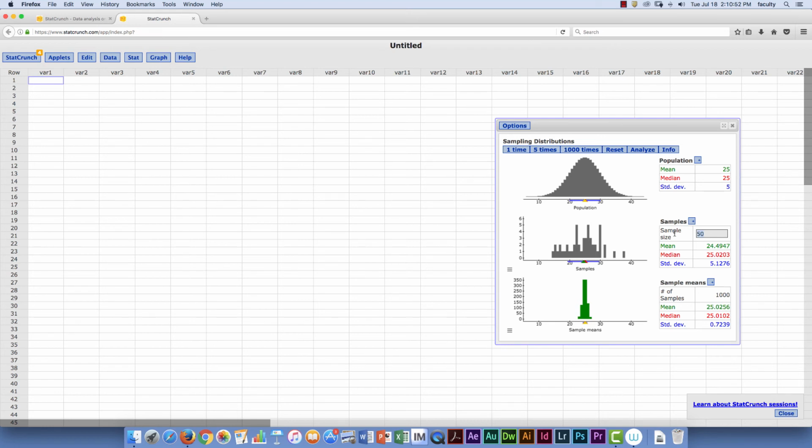So what if we made this 500? We can see that our standard deviation has become much smaller than before. Now it's gone from 0.7 to 0.2. And that's a picture of the central limit theorem.